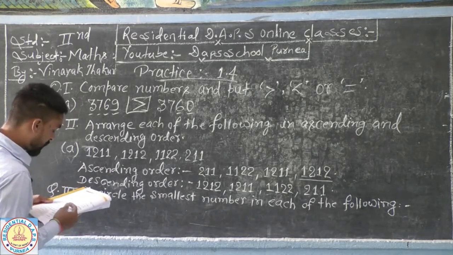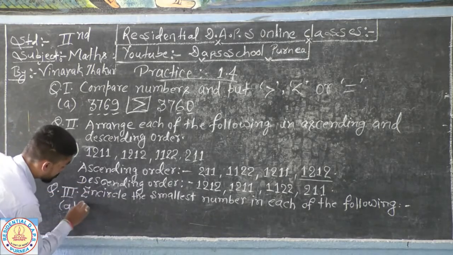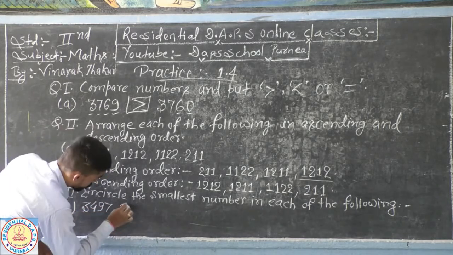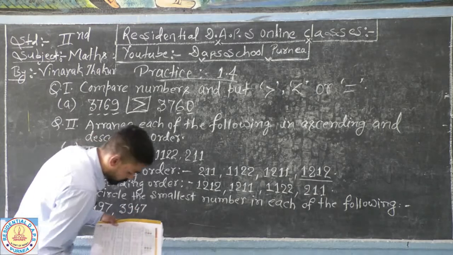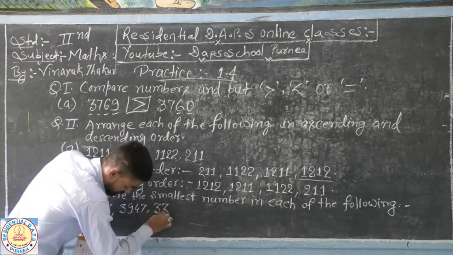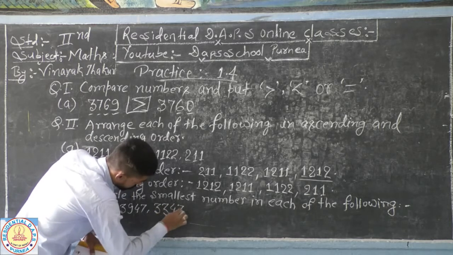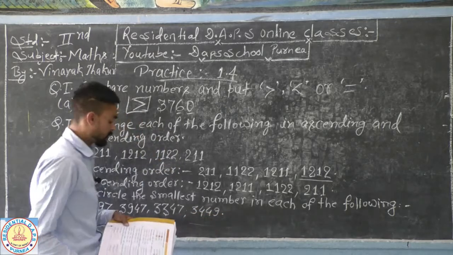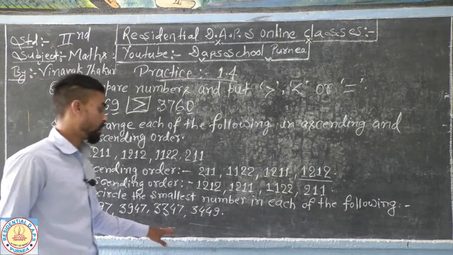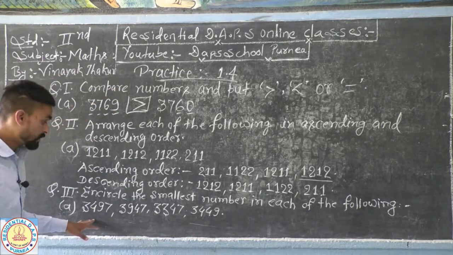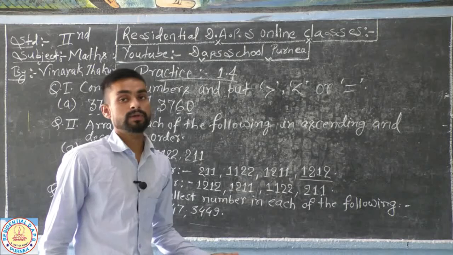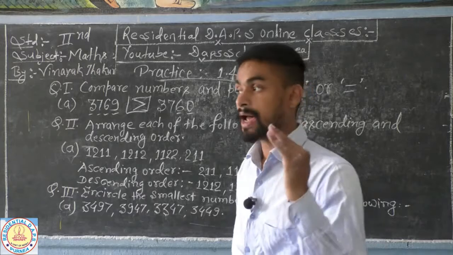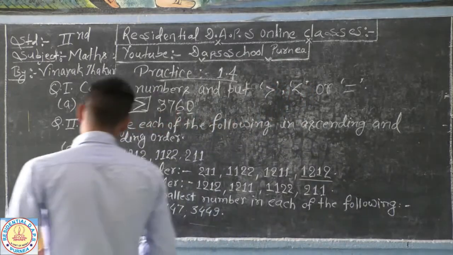So your first question is, in that row which number is the smallest one? Your first one is 3497, 3947, 3347, and 3449. So this is the row of your numbers, and you know how to count your numbers and identify which number is largest and which one is smaller or smallest.